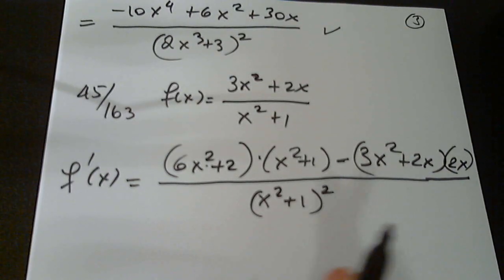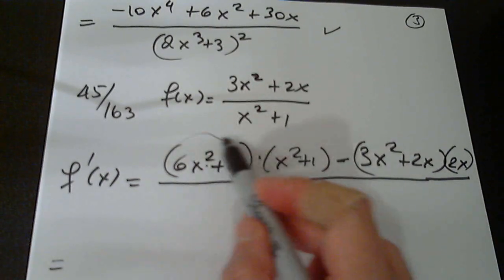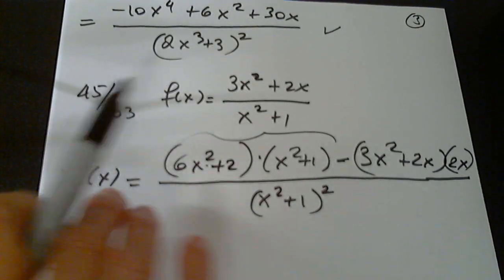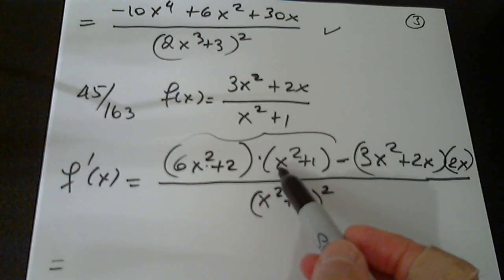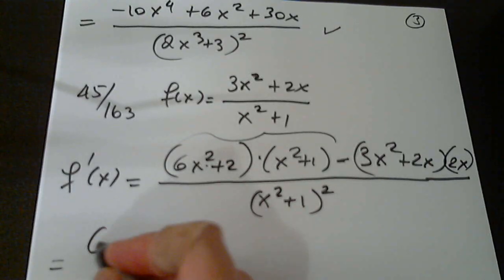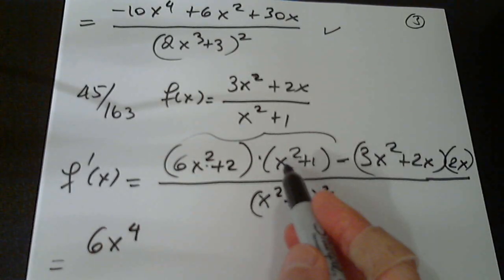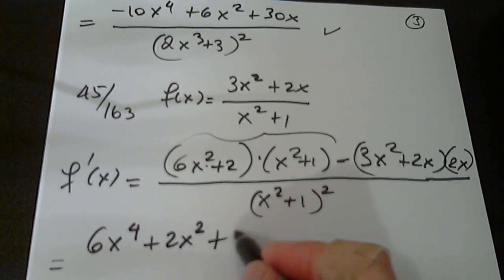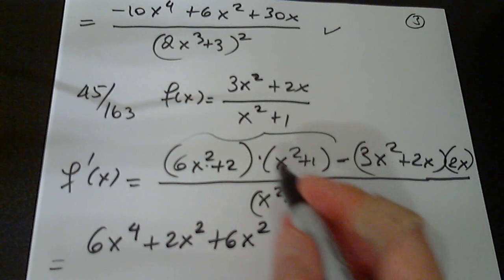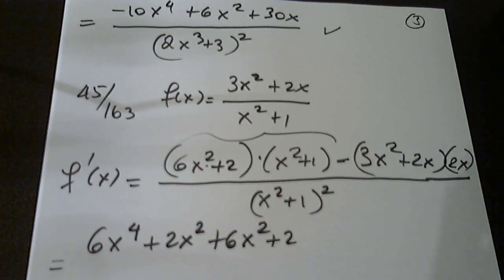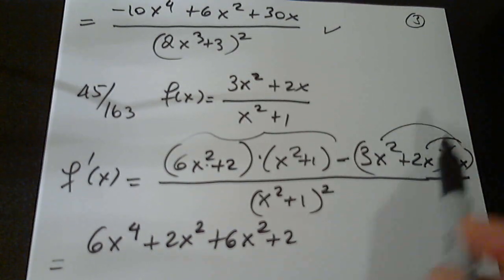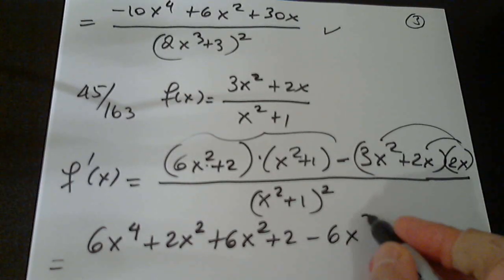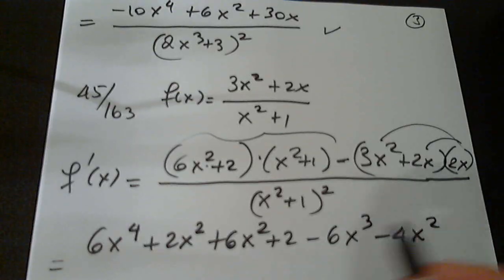Perfect. I have to distribute. Now here you remember this is FOIL because I have two binomials. It doesn't matter if you start from here or you start from here. x squared times 6x squared. x squared times 2. 1 times 6x squared. 1 times 2. 2x distributed to both with minus in front. Minus 6x cubed and minus 4x squared.